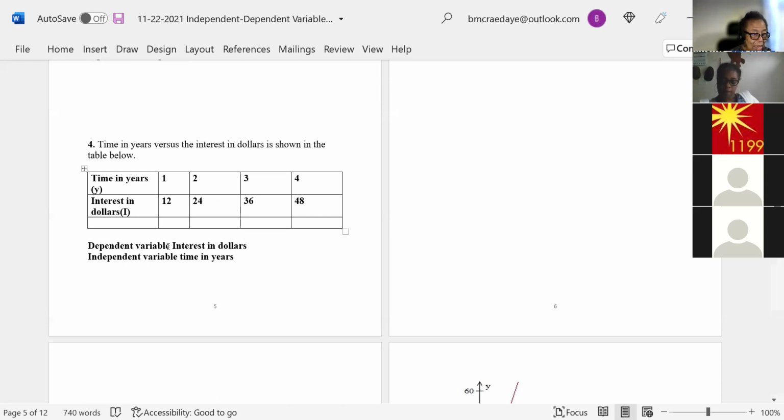Okay, so we have our dependent variable. We put that here. We have our independent variable. That's the time in years. Now, what's the equation, Maureen? Okay. And the dependent variable is the interest. So that would be our I, right? So what is our I equal to?